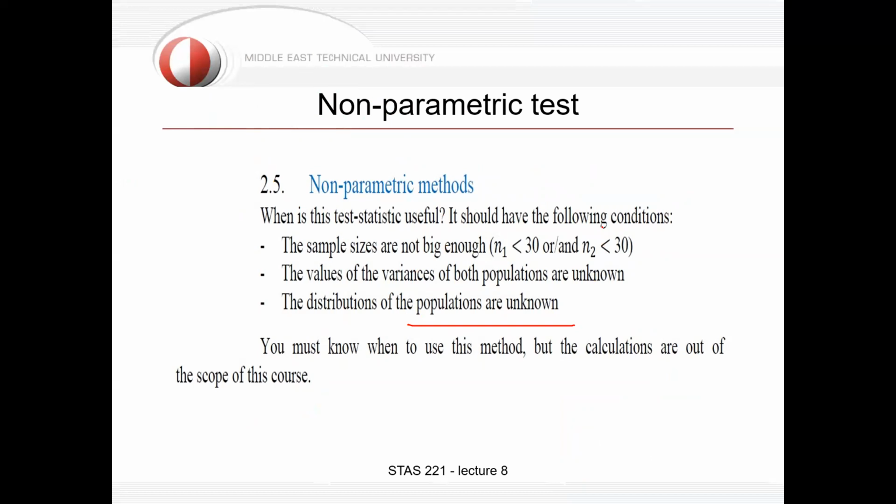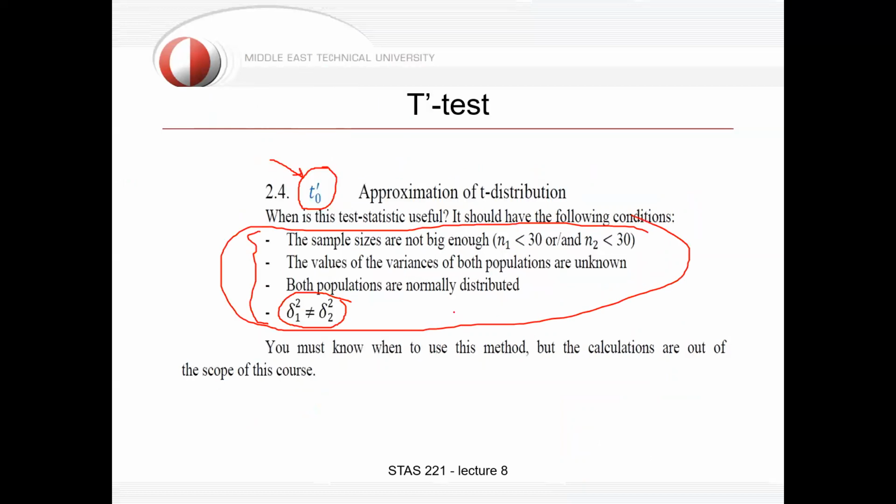Distributions of populations are unknown. As you can see here, the sample sizes are not big enough. Both population variances are unknown. And at the same time, the distribution of populations are unknown.